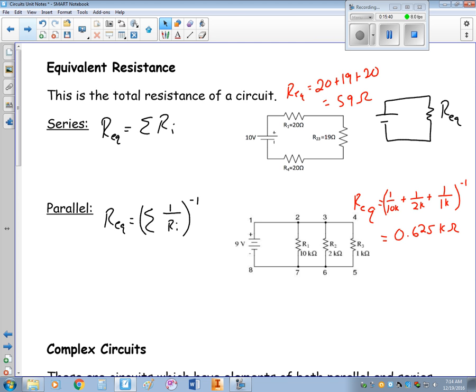Notice that the purpose of resistors in series is to increase the resistance of the circuit, and for parallel to decrease. The equivalent resistance of a parallel is smaller than your smallest resistor. 625 is less than 1,000.